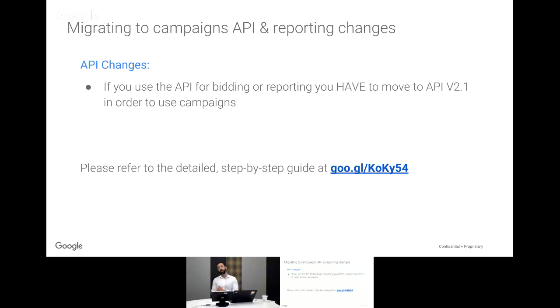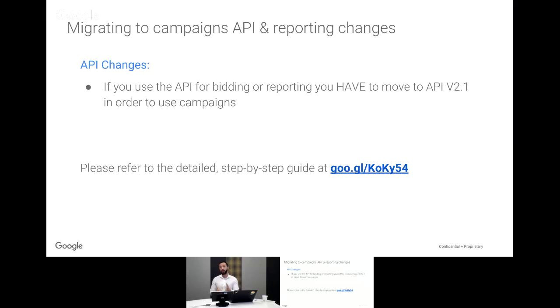So as we mentioned in the beginning, we launched campaigns on March 8th, and it's basically a period of 3 months where partners are required to take action. For partners who are using API, we do want to highlight that it's very critical that if you use the API for bidding or reporting, you have to move into the new version of API, version 2.1, so that you could use that with campaigns. All versions previous to that are not compatible with campaigns, so you basically won't be able to use them. As we mentioned, we have a step-by-step guide that includes more resources and information on how to migrate.